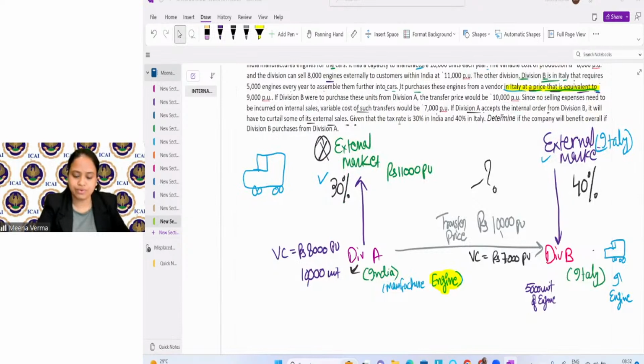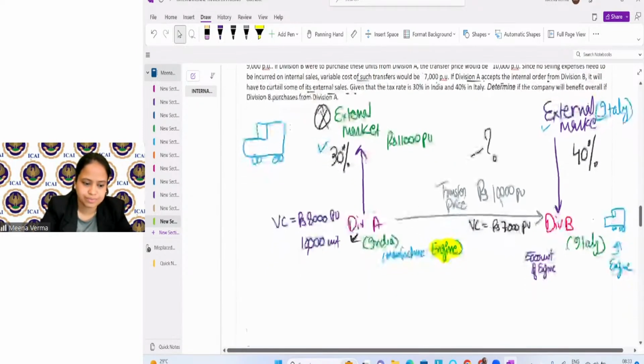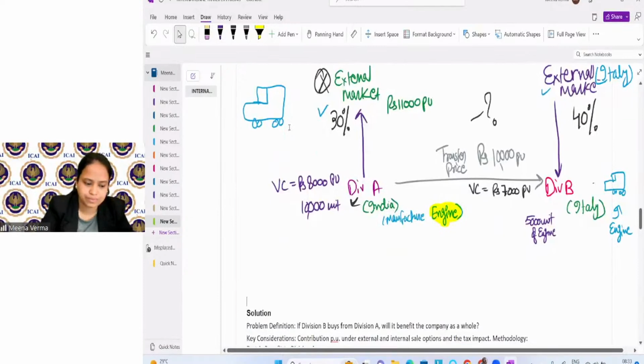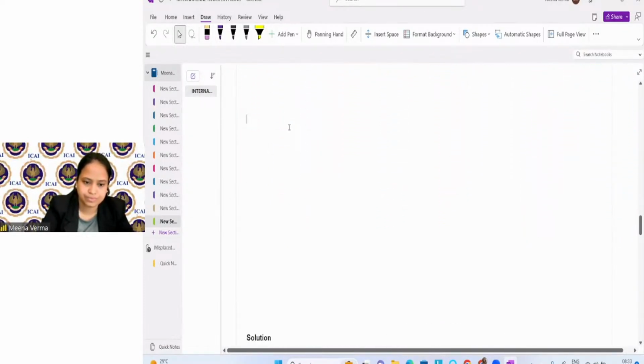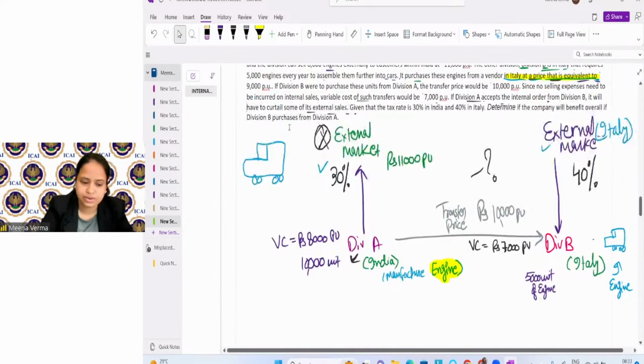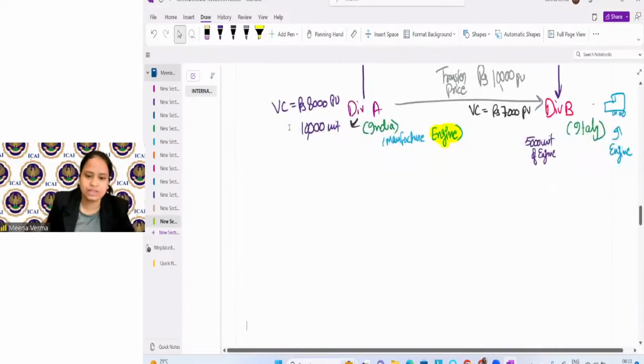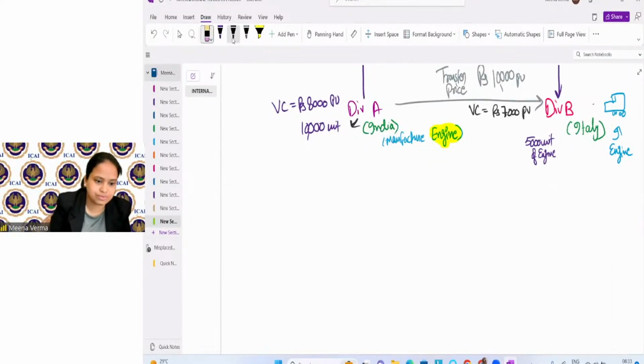So we will find here the profitability of both the divisions. You can see the scenario. All right, we will find the profitability of both the divisions. Okay, you can see the scenario. And now with this, I'll try to find out the profitability of both the divisions.